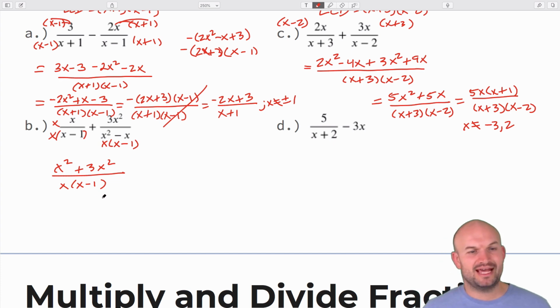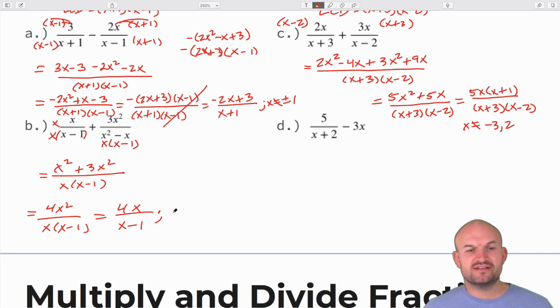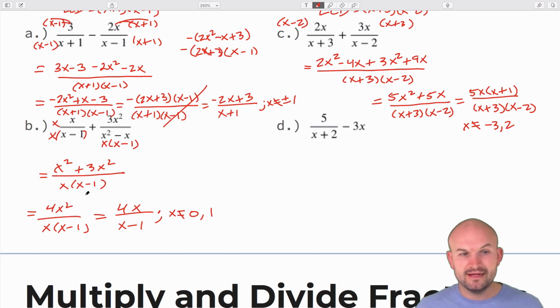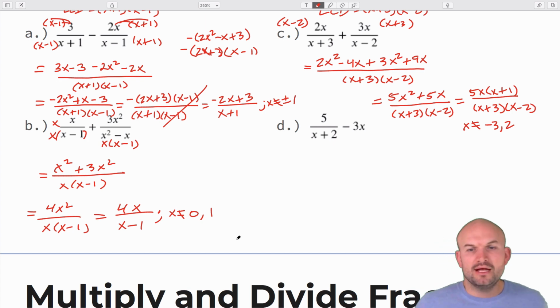That just gives you a 4x squared over x times x minus 1. However, you can see that an x can be divided out. So that's going to leave you with a 4x over x minus 1. And our restricted values, though, again, just because the x got divided out doesn't mean it goes away. X can still not be 0 or 1, because in the original problem, 0 and 1 would make my denominator 0. That's why they're excluded.